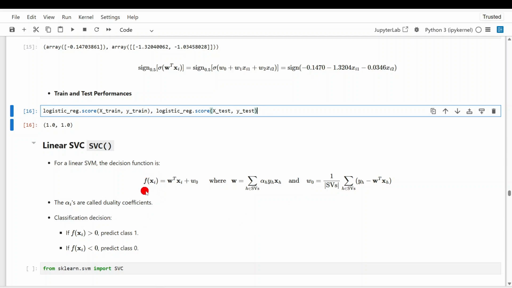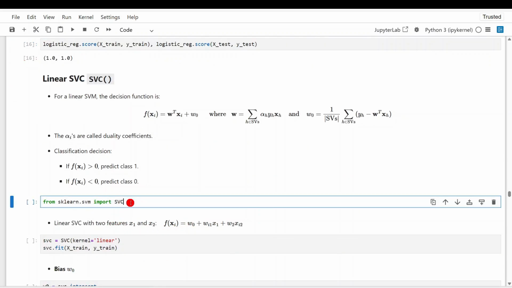So if the function f of x is non-negative, then the predicted class is class 1. If this function is negative, the predicted class is the second class, that is class 0.